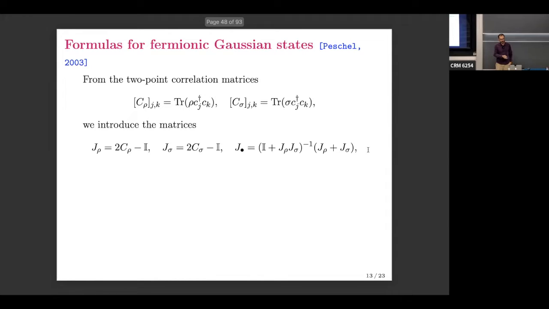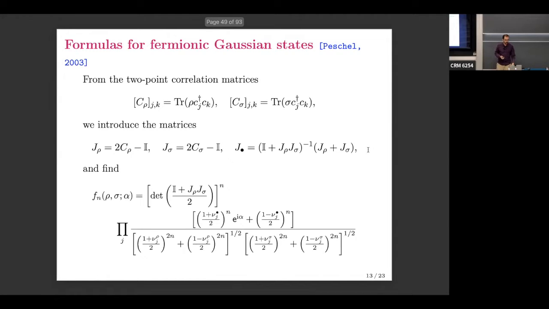to that definition. And so once you have these, the result is that you can compute the charge fidelities as determinants of J rho and J sigma, and then a product. Well, these are also determinants, but I write them as a product over eigenvalues of J dot, J rho, and J sigma. If you have a free system, you give me the correlation matrices for rho and sigma, I can give you the charge fidelities, and so the symmetry-resolved fidelities and the total fidelity.